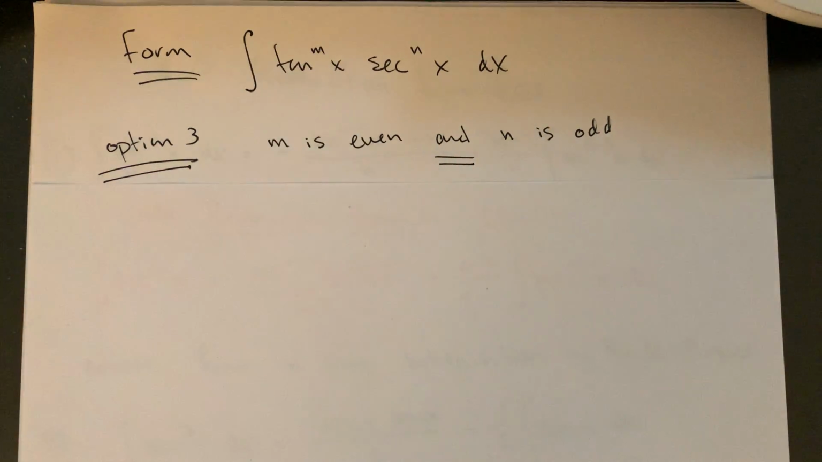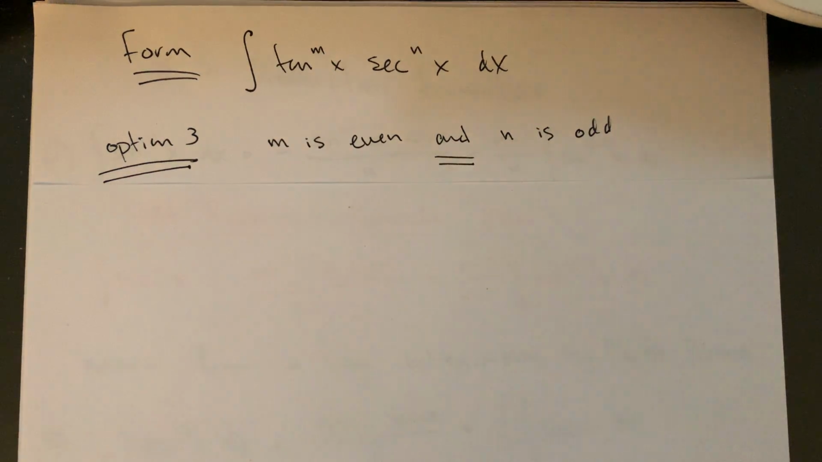If your secant power is odd, but then your tangent power is also odd, then we can do what we did in option two, when you're trying to take one secant and one tangent out and convert the rest into secants. Option three doesn't really have a great technique.